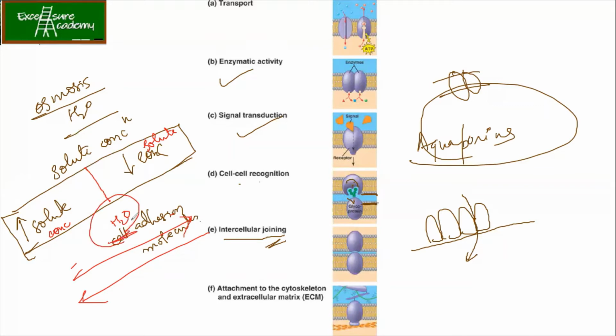तो जहां पे आपका solute concentration कम होता है, it means there the water concentration is high. जहां पे solute concentration less है, वहां पे water concentration is high. Where you have got high concentration of solute, there low concentration of water. So the water movement will be from low solute concentration to high solute concentration.